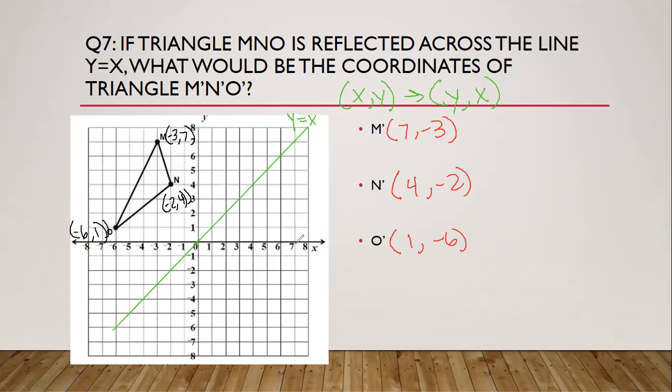So M prime is at (7, -3) now. Here's M prime. N prime is at (4, -2). This is N prime. O prime is at (1, -6). This is O prime. There you go. Not the best triangle that I've drawn. Oh, that's actually better though. That's it. That's all there is to it. Just remember the rule and apply it.